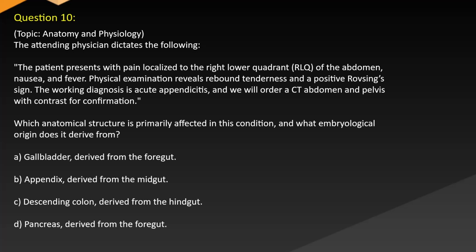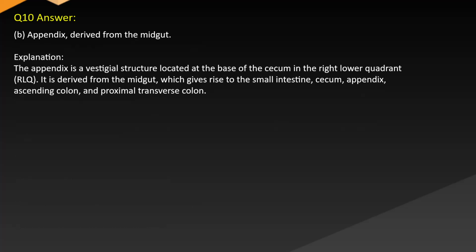A. Gallbladder, derived from the foregut. B. Appendix, derived from the midgut. C. Descending colon, derived from the hindgut. D. Pancreas, derived from the foregut. Answer: B. Appendix, derived from the midgut.